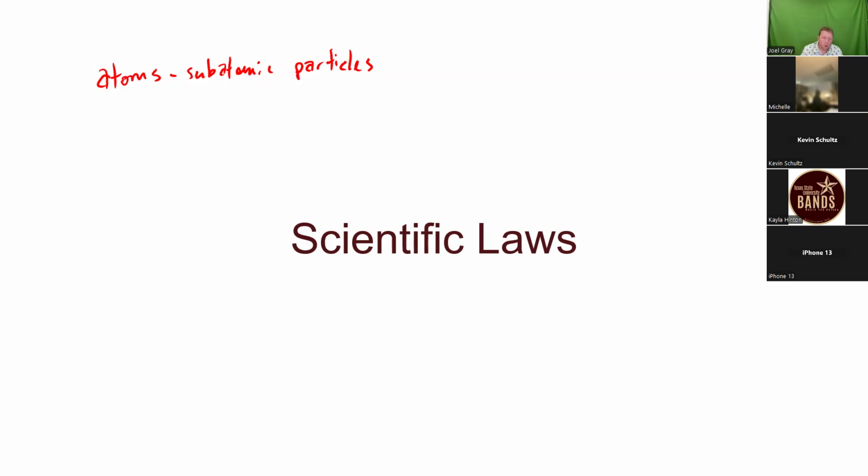Now, before we get into that, and as we continue this conversation about atoms and subatomic particles, what we need to learn about are referred to as scientific laws. These are all things that you've probably been exposed to previously, and you've maybe heard or thought about them, but we're going to put some details to it.